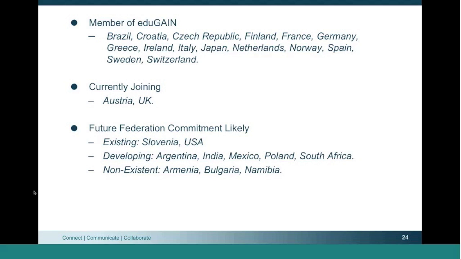Equally, Armenia, Bulgaria and Namibia, if these federations do start up, they'll have initially no services. So in order to get access to services, to get access to more collaborators, they'll need a service such as EduGAIN in order to support this collaboration.